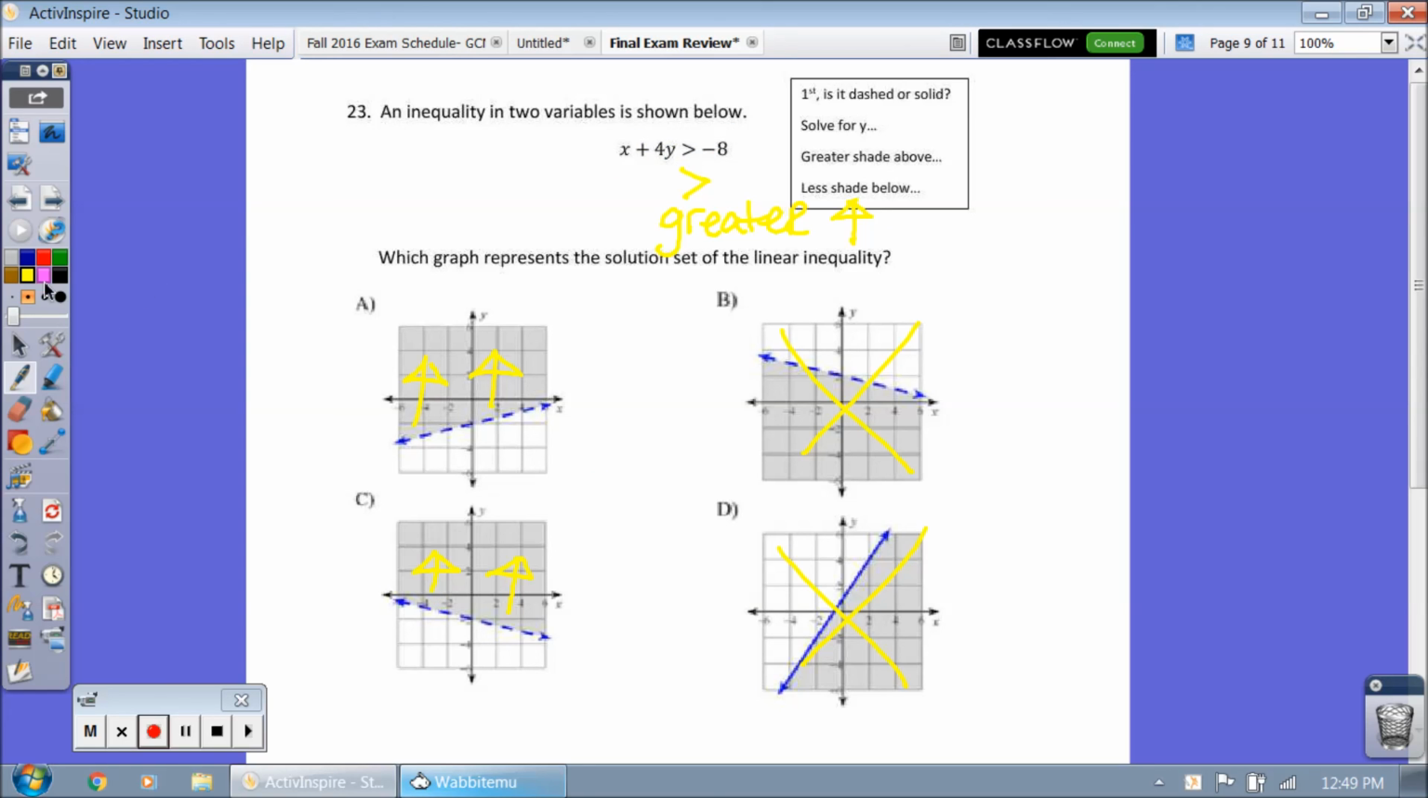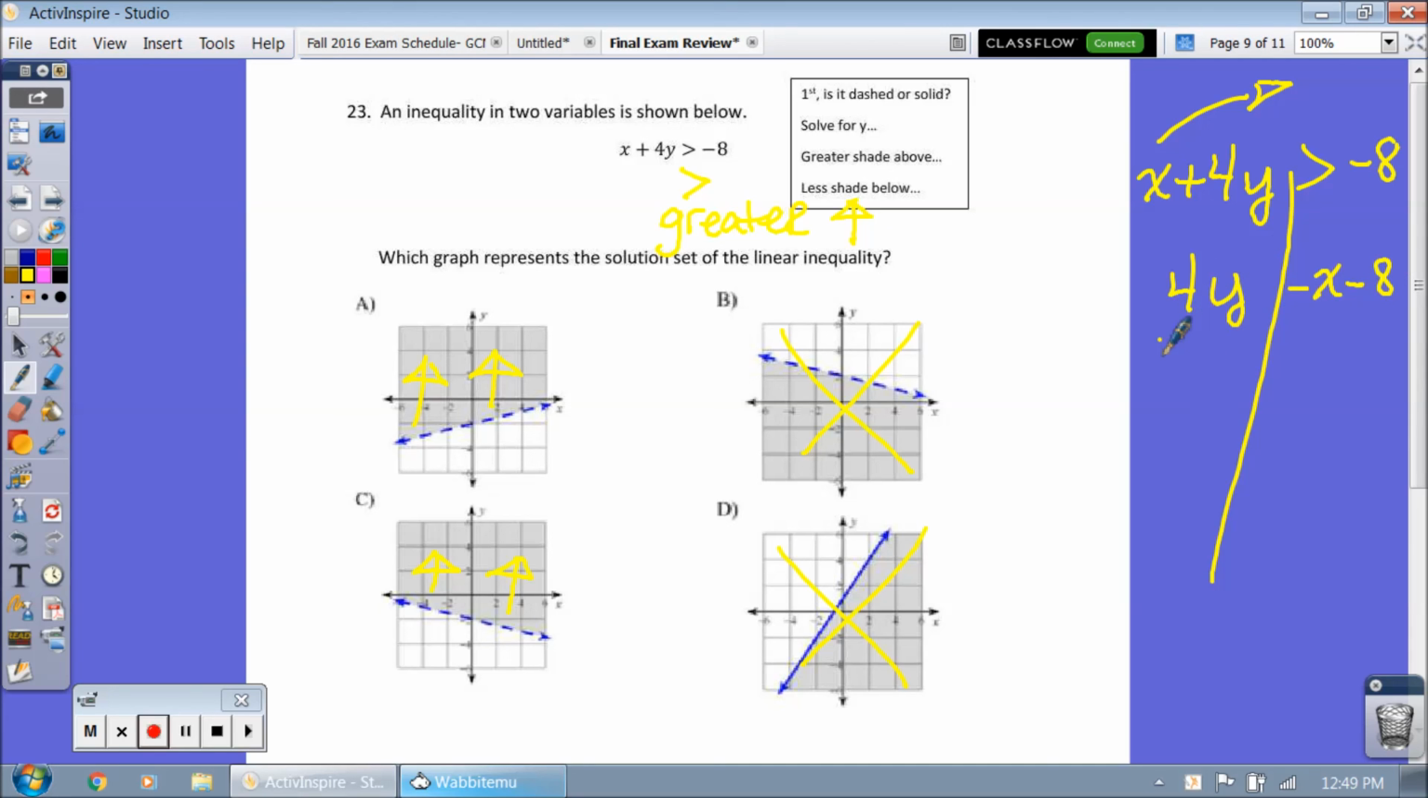So let's get y by itself. You have x plus 4y is greater than -8. I'm going to split this up, move x to the other side. X is going to be negative. Bring down your 4y, and then your last step is to divide by 4, divide this by 4, and divide this by 4. Well, look, if I put a little 1 here, that's negative 1 over 4. That tells me this is a negative slope. That means the line has to be a negative sloping line, which is going to be C.